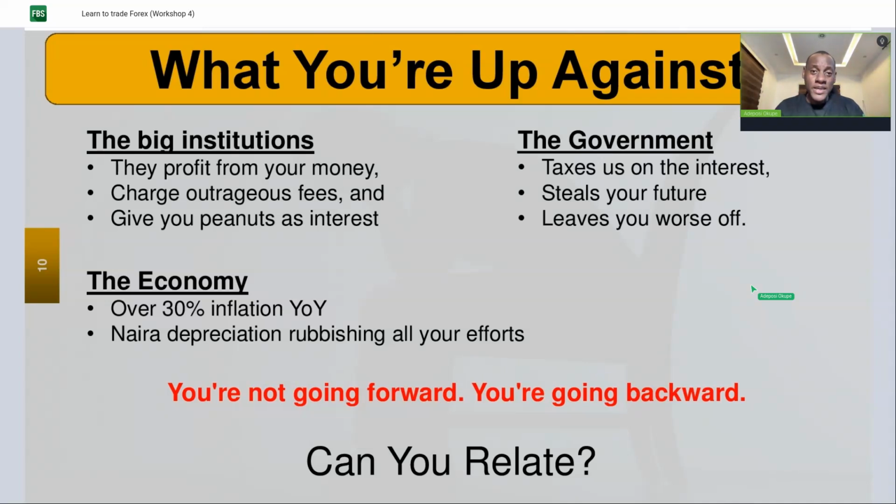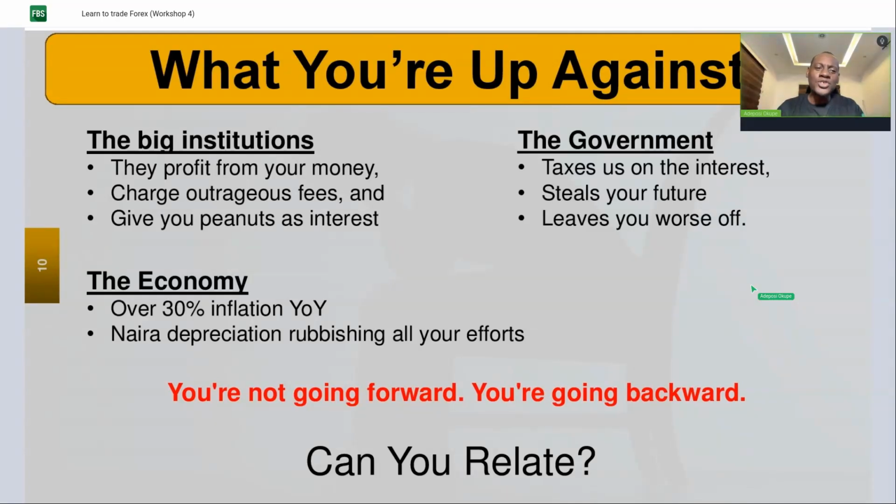This is what you are really up against. Okay. The big institutions, they are out there profiting from your money. They charge you outrageous fees. Let's say you are investing, you're putting money in your bank. They charge you fees. You are investing in mutual funds. They charge you serious fees and give you peanuts as interest. All right. The government then taxes you on that, your small profit from your investment or from your business or from your job. And then, they're not giving you the infrastructure, the amenity. We all know these things, right? So it basically leaves you worse off.